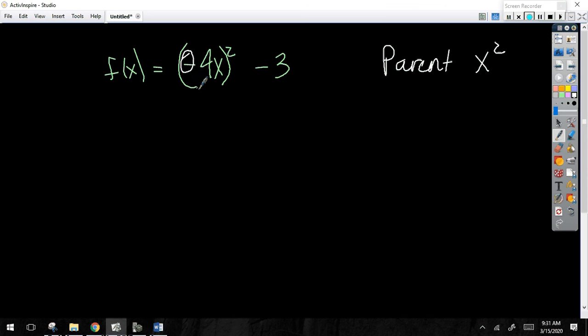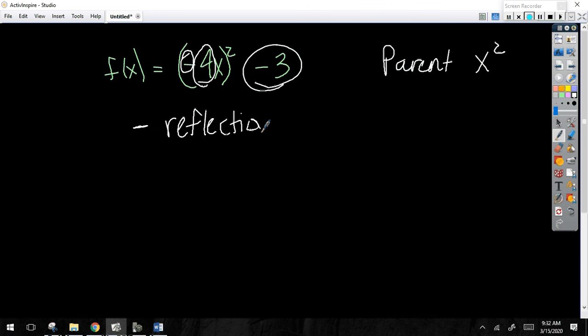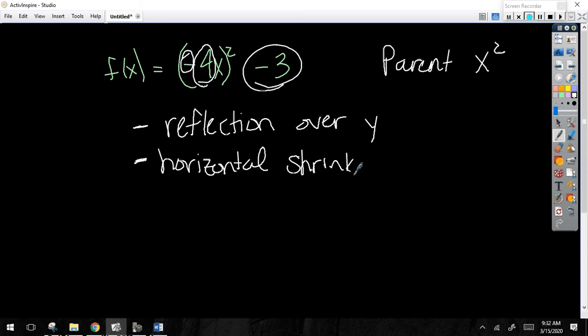I'm looking, I have a negative, I have a 4, and I have a negative 3. The negative is my reflection. This time it is in parentheses, and it's not outside the whole thing, so this is going to be a reflection over y. My 4, again, is hooked to x, so it's going to be a horizontal. Everything opposite with x, so even though 4 is bigger than 1, it's going to be a shrink. And again, since it's horizontal, what I'll need to do is flip that. Instead of 4, I'm going to call it 1/4. And then I move down 3, from the 3 there on the end.